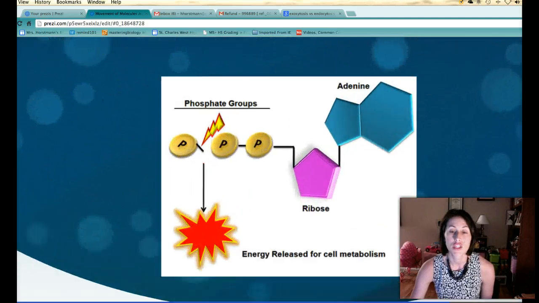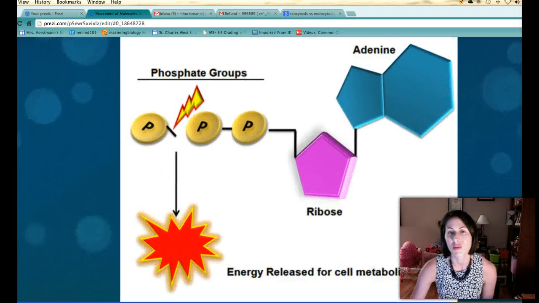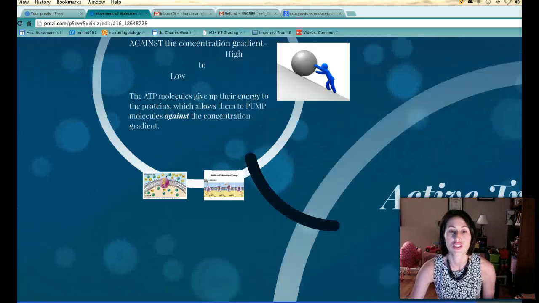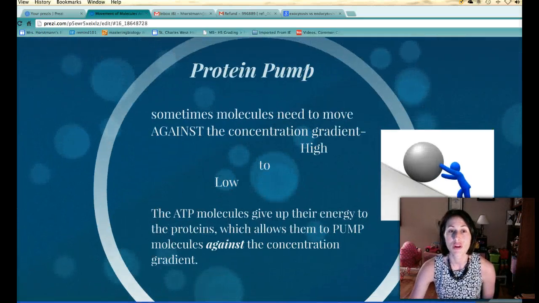So here's a picture of an ATP molecule. We'll talk more about this when we talk about the energy of the cell, but what I really need you to understand is this ATP molecule provides energy. So anytime you see one of these little starburst kind of things in a picture, I want you to automatically think that energy is being used. So ATP is our energy molecule, and the first time we're going to see it is when we talk about protein pumps.